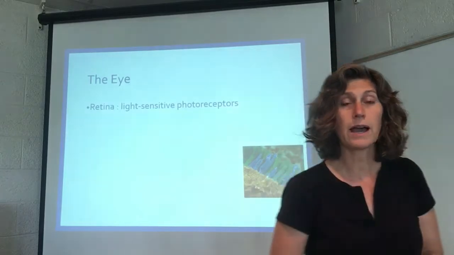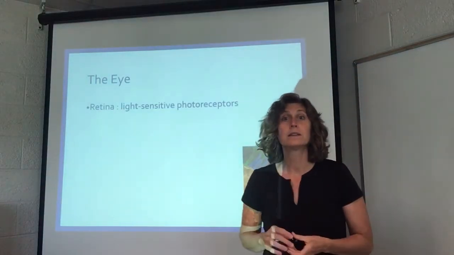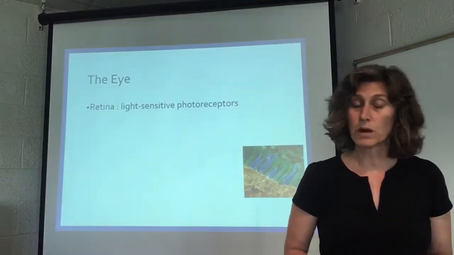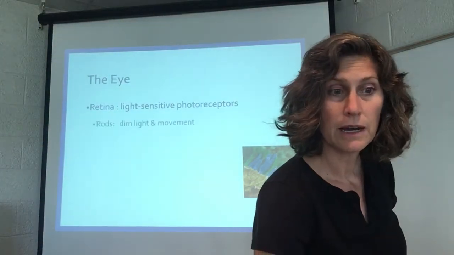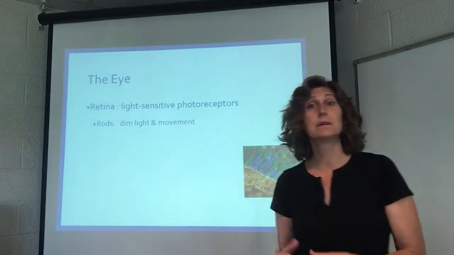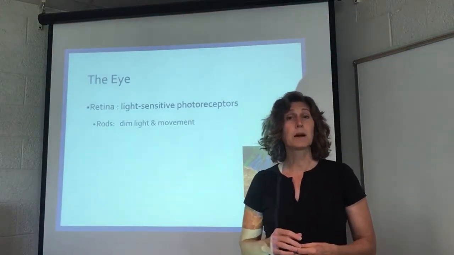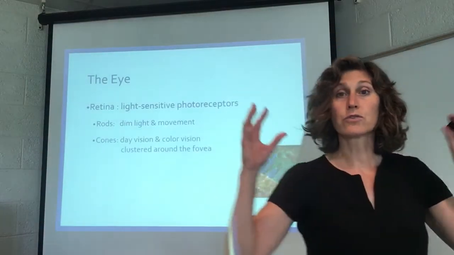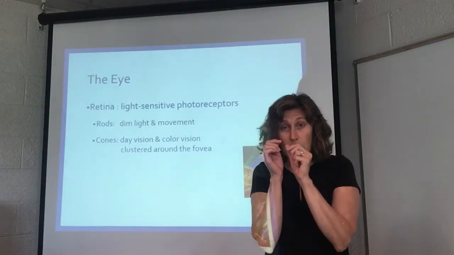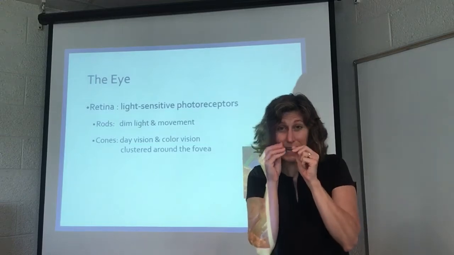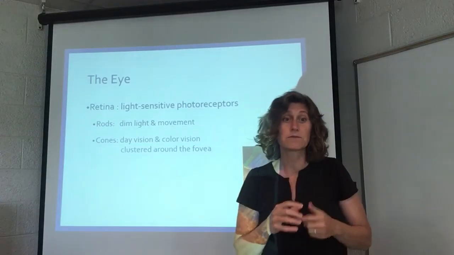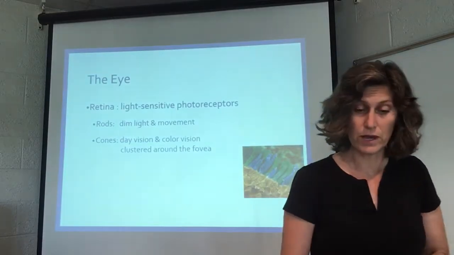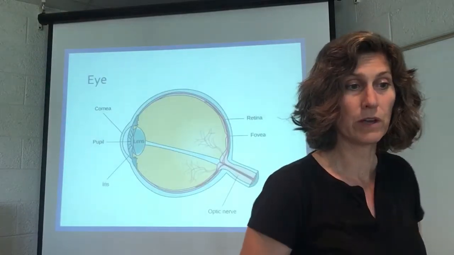So the eye has on the retina the light-sensitive photoreceptors. And you probably know these from other classes where you've studied. The rods are for dim light, and they're also optimized for seeing movement. And then the cones are for daytime vision, focusing more on precise details, seeing the actual visual details of things. They're for color vision, and they're clustered around the fovea. And we'll talk a little bit more about the fovea.